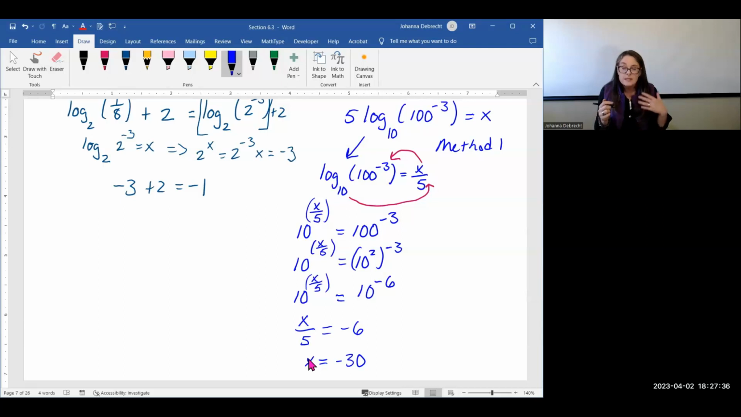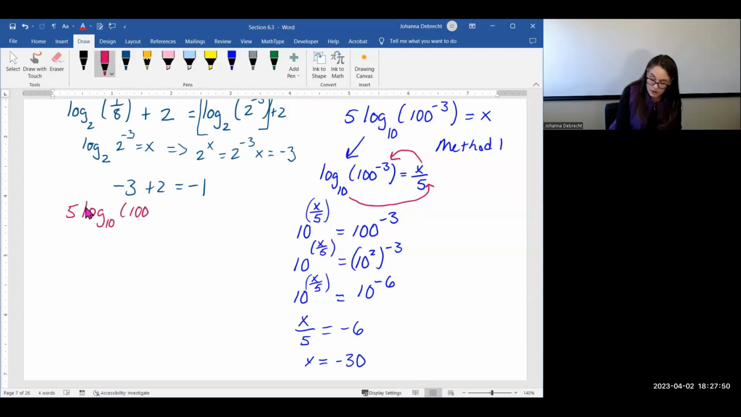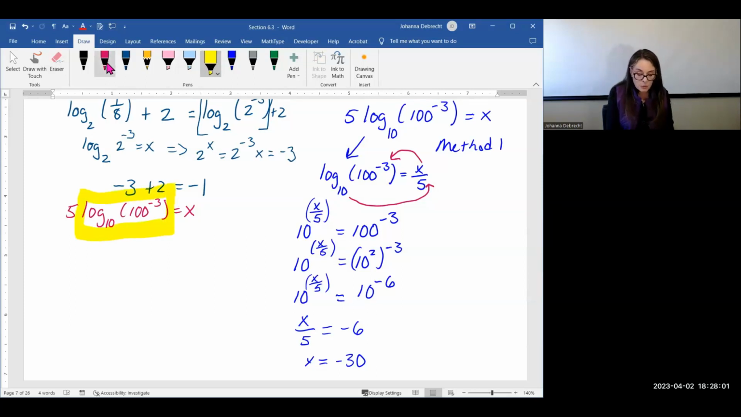Okay, well, what's method 2? What was the other way I thought to solve this one? So let's do this one in red. So I have 5 log base 10 of 100 to the negative 3 power equals x. Well, the first thing I thought of was, let me just take out this logarithm and evaluate that separately. And then once I've evaluated that, I can replace the logarithm with that value.